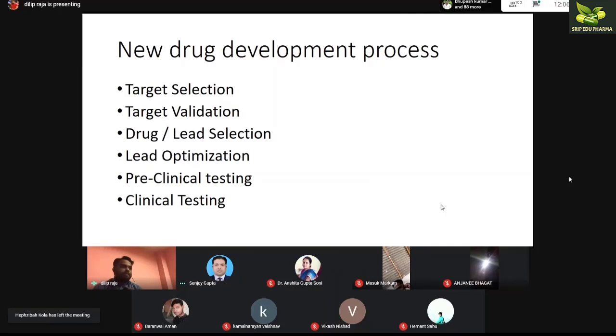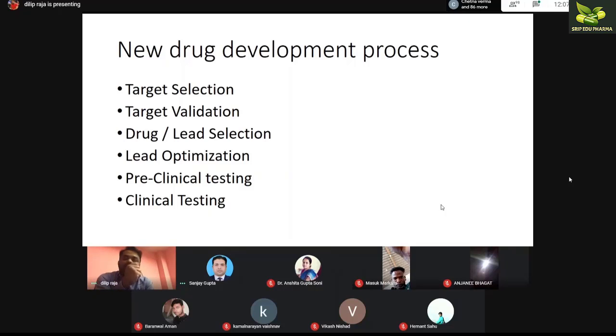You must be aware of the new drug development process. So what are the different phases involved in the new drug development process? It starts from the target selection. So what is a target? Let's see, like HIV, AIDS. What is the target for AIDS? The HIV is a target, the human immunodeficiency virus. And what is the target for tuberculosis? It's a mycobacterium. It is a target.